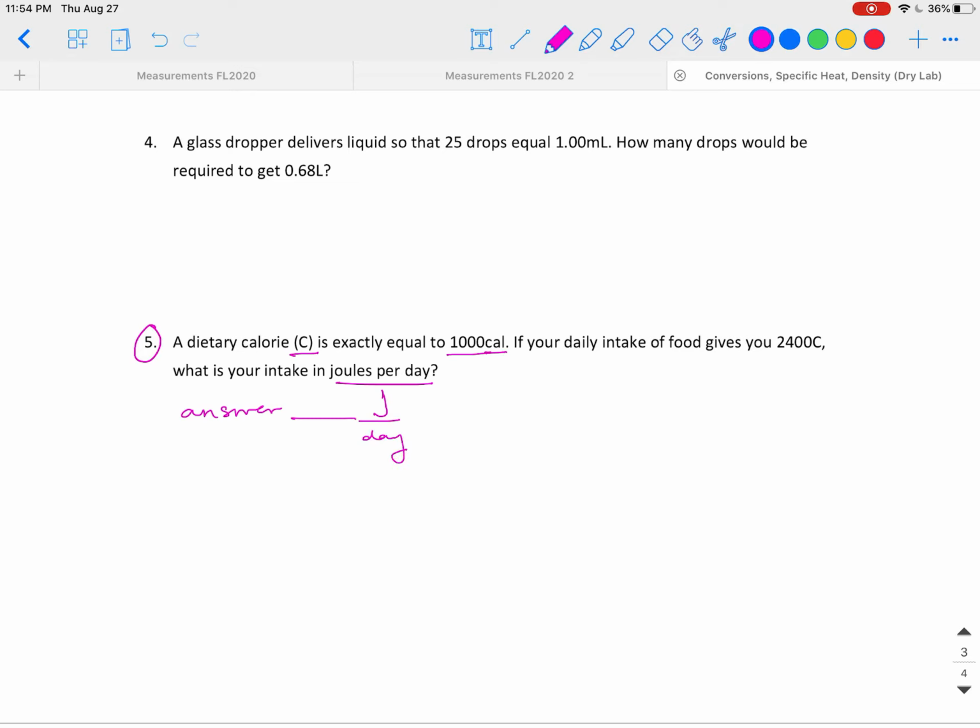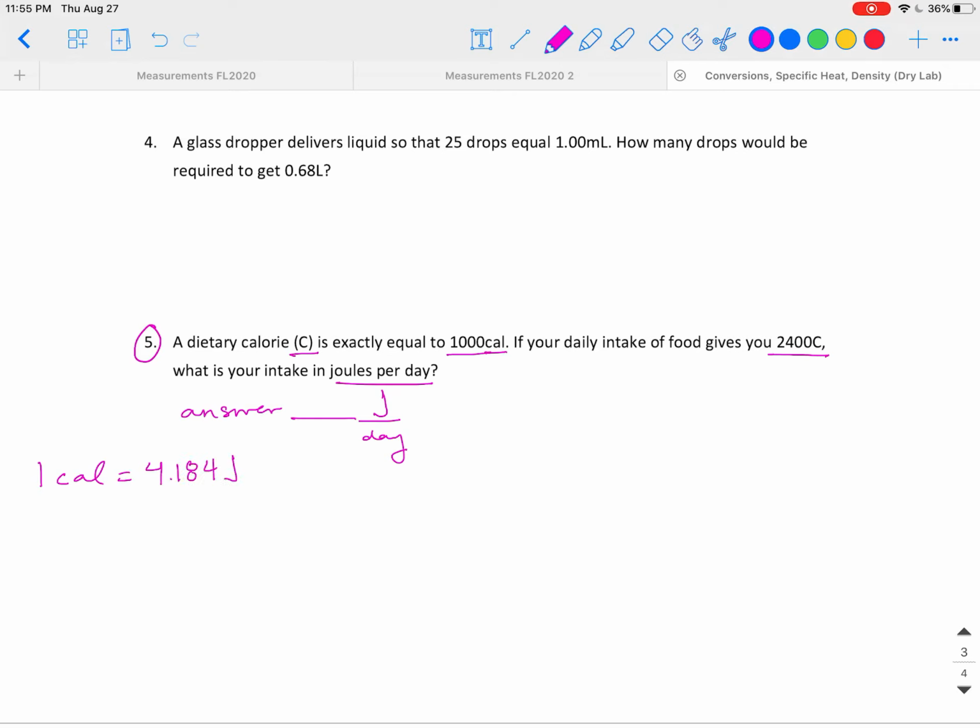Now, I can already tell that I'm going to have to convert from calories to joules, okay? Because our initial number is in calories, and the question wants the answer in joules. So we need a relationship. Remember, one of the tips for working conversion problems is write out all your relationships. So I know for sure one of the relationships that I'm going to need is this one right here. 1 calorie equals how many joules?